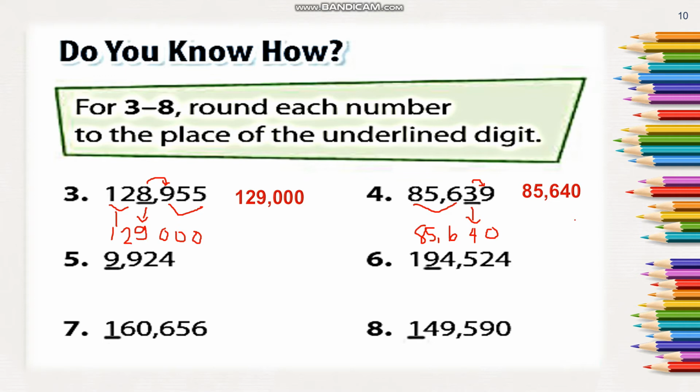Number 5, rather. The underlying digit is 9. It is followed by 9. So 9 becomes 10. So this becomes 10. And the rest of the digits to its right become 0. So the answer is 10,000.